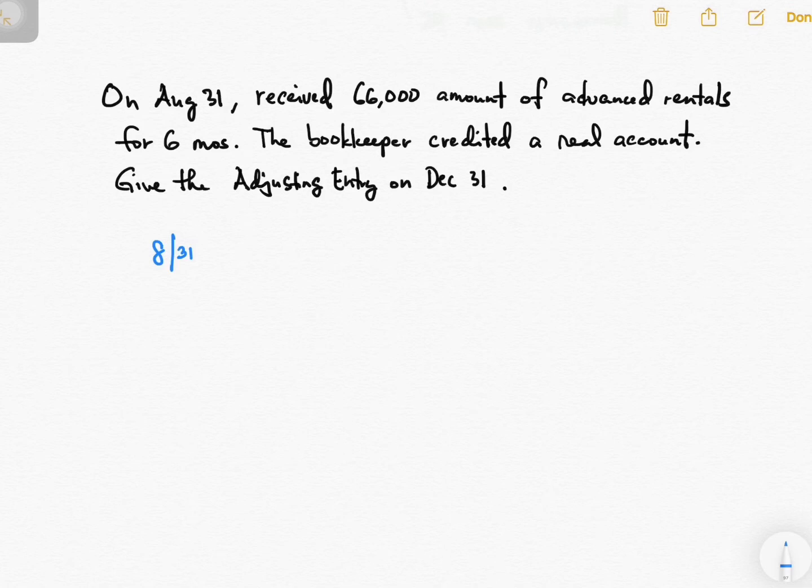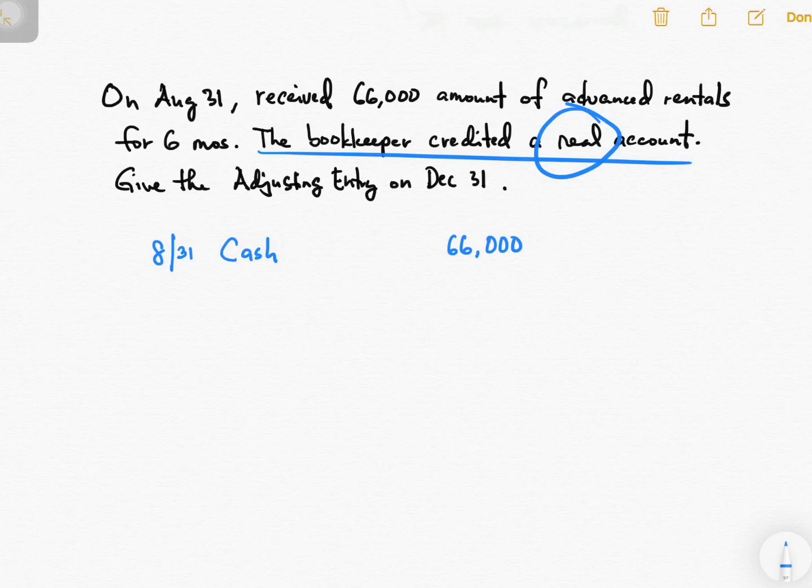It says here that you receive 66,000. So debit cash 66,000. Now what's your credit? It says here that the bookkeeper credited a real account. So for the credit, it's either a liability or an income, right? But it says here that you are dealing with a real account. So here you will be using a liability. Specifically, unearned rent because we're referring to rentals here. So credit, unearned rent, same amount. This is your journal entry, not the adjusting entry. But this will guide you in the preparation of the adjusting entry.